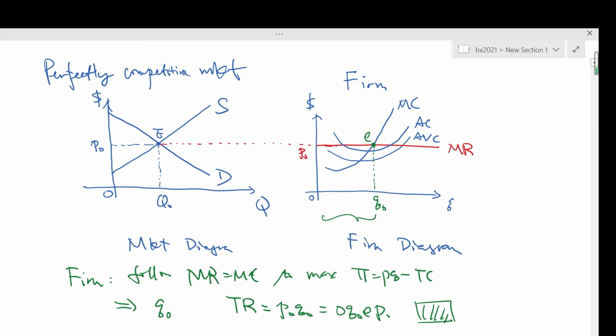Okay, where's my total cost? To get total cost, go from quantity up to the average cost curve.